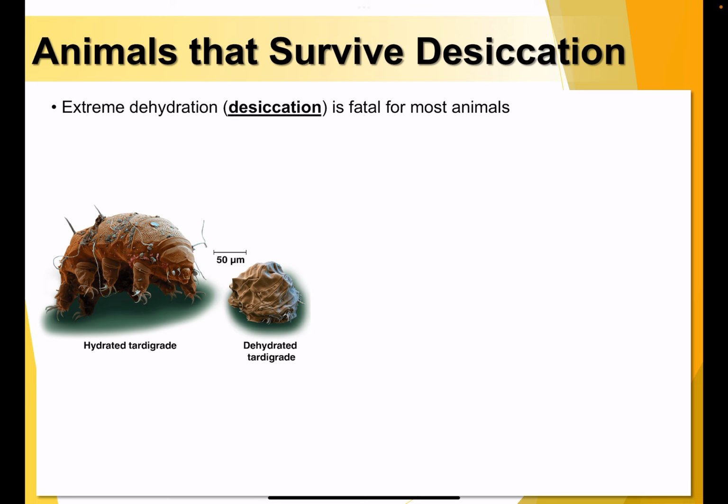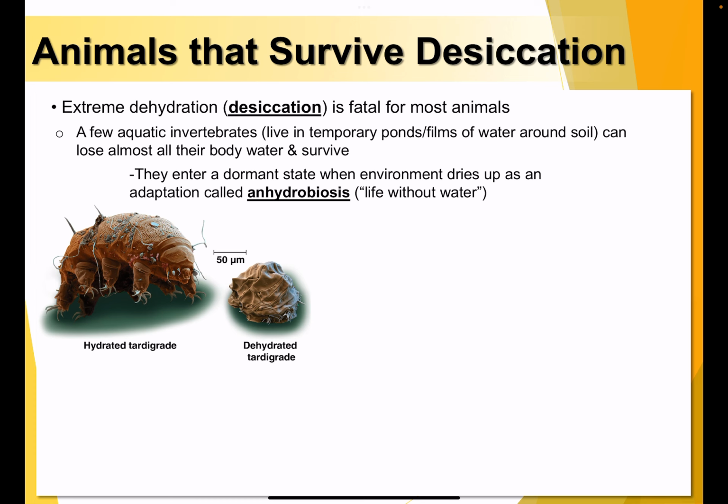In this type of extreme dehydration or desiccation, most of the time it is fatal for most animals. But there are a few aquatic invertebrates that usually live in temporary ponds or some film of water around the soil, because that's how they usually dry out. They can also dry out over time depending on the season and temperature. So that's why they have this capacity to survive with very, very little water.